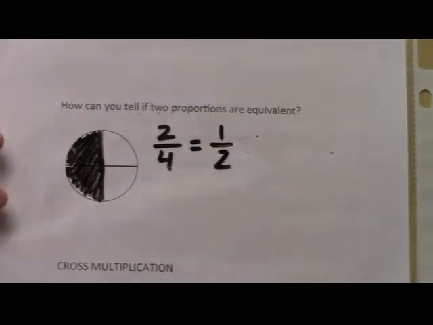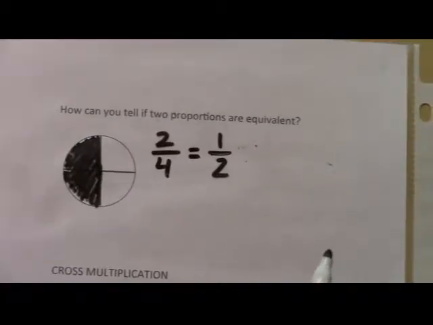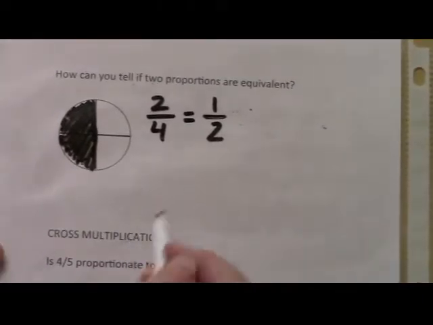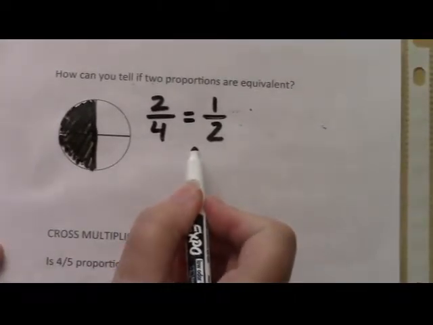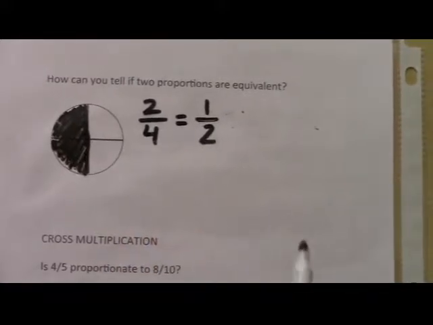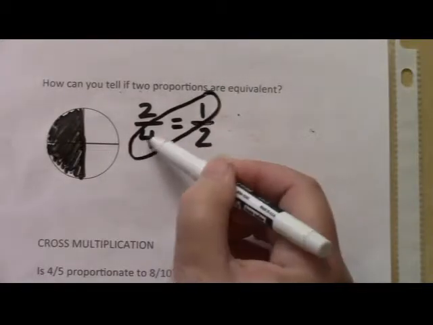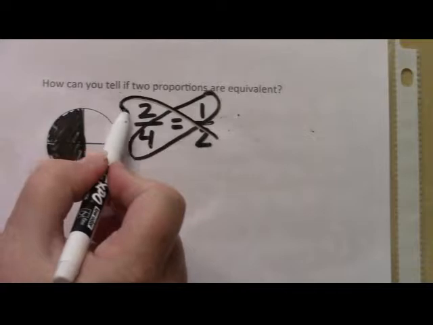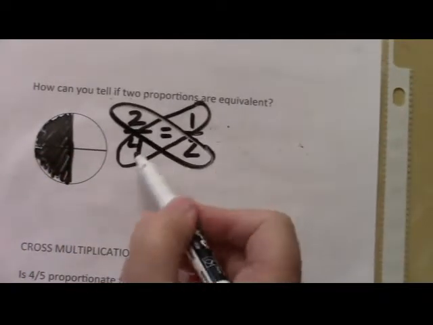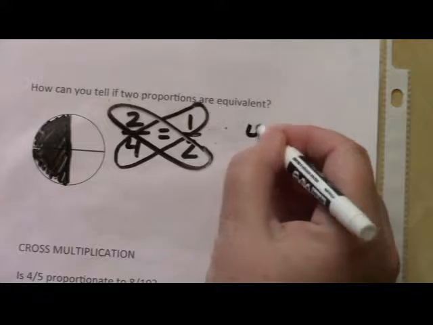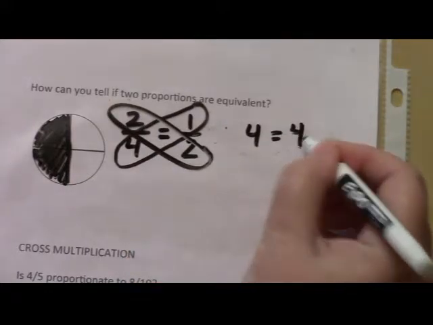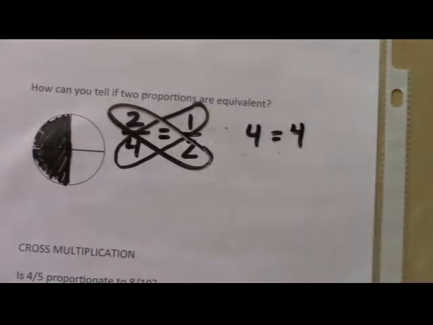These are equivalent. Well, we can see that in the picture, but what if we had a fraction that wasn't as easily illustrated with a circle cut into pieces? This is where we can do cross multiplication. Let's use this one up here first as our example to prove it. Cross multiplication is we're going to multiply in the shape of a cross. We're going to multiply the 4 and the 1, and we're going to multiply the 2 and the 2. So you see how it makes a cross. Well, 4 times 1 is 4, and 2 times 2 is also 4. These are equivalent because they equal each other.